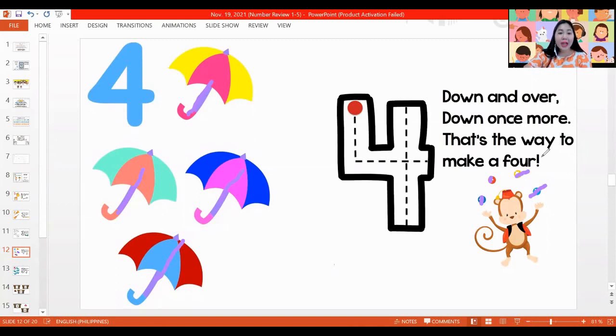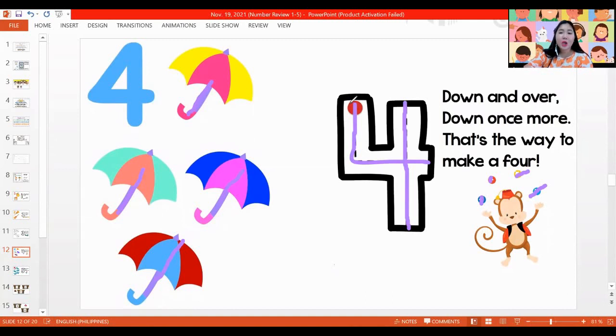Now it's time to write our number 4. We start at the top. We make a small line going down. And then a line to the side. We go back up on the other side and make a straight line down all the way to the bottom.